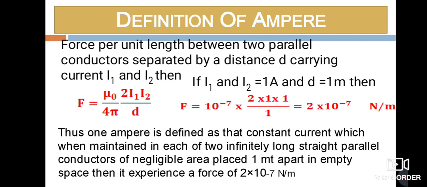So 1 ampere is defined as the constant current which, when maintained in each of two infinitely long straight conductors of negligible area placed 1 meter apart in empty space, experiences a force of 2 into 10 to the power of minus 7 Newton per meter length. So when two parallel conductors are separated by a distance of 1 meter and experience a force of 2 into 10 to the power of minus 7 Newton per meter, that is called the ampere. That is the definition of ampere.